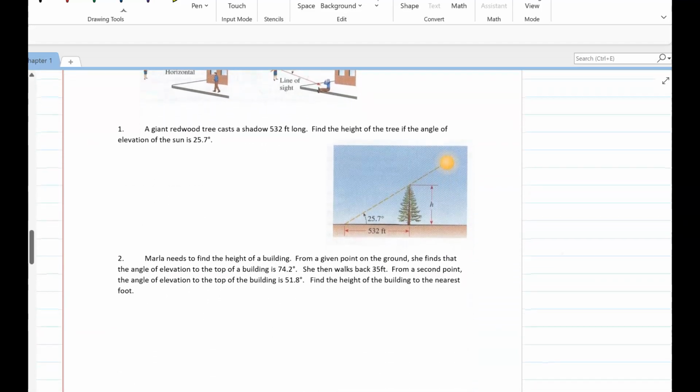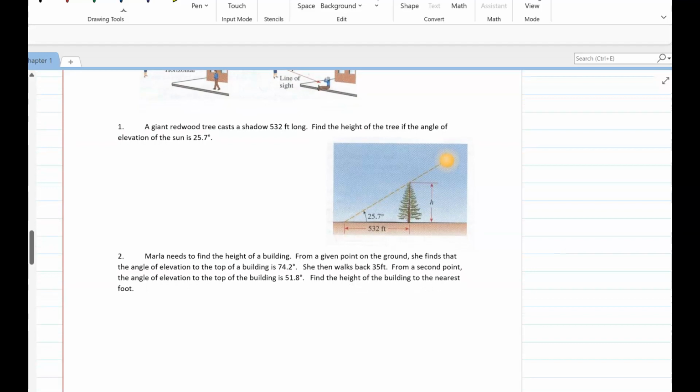Let's take a look at the first example. For all these problems, we want to round the answer to the nearest whole number. A giant redwood tree casts a shadow 532 feet long. Find the height of the tree if the angle of elevation of the sun is 25.7 degrees. As you can see, the ray of the sun hits the top of the tree before it goes to the ground. This angle is 25.7 degrees.